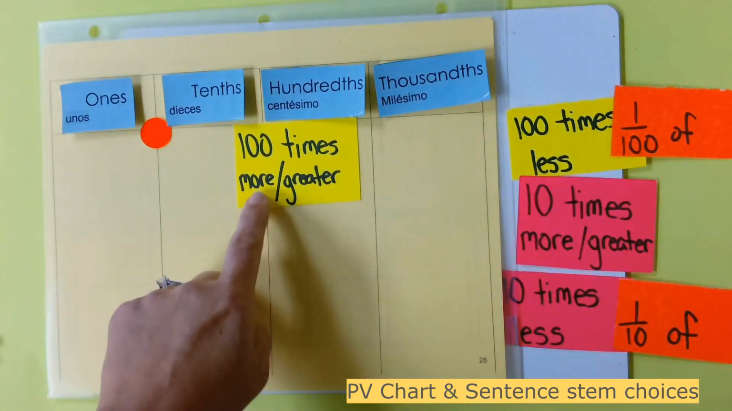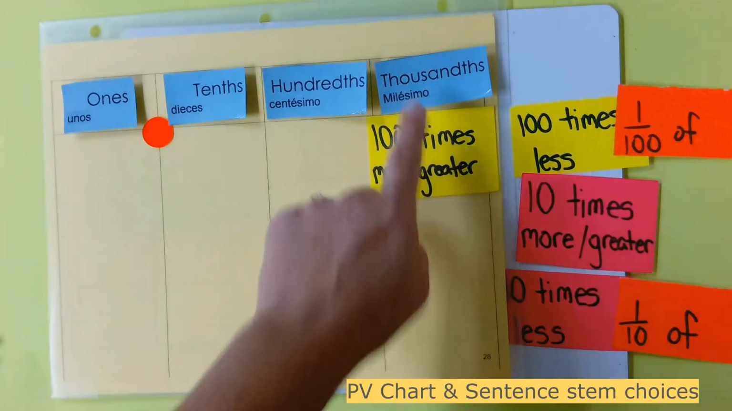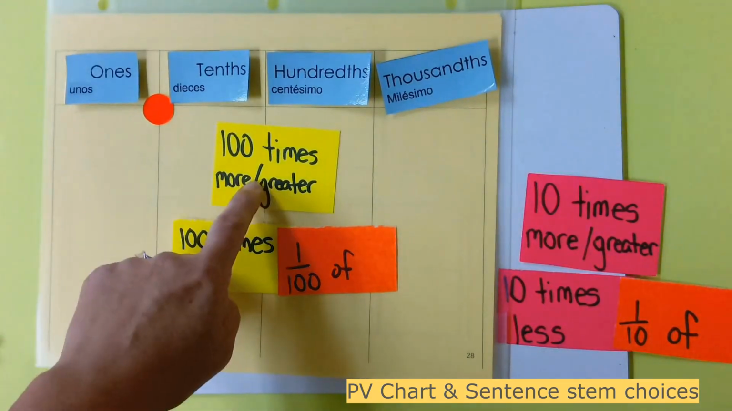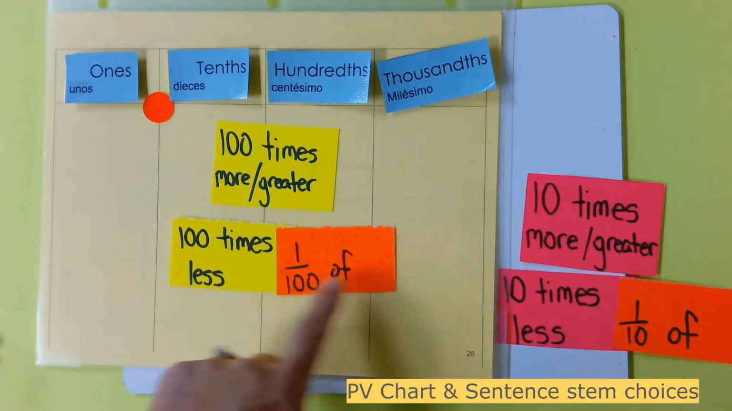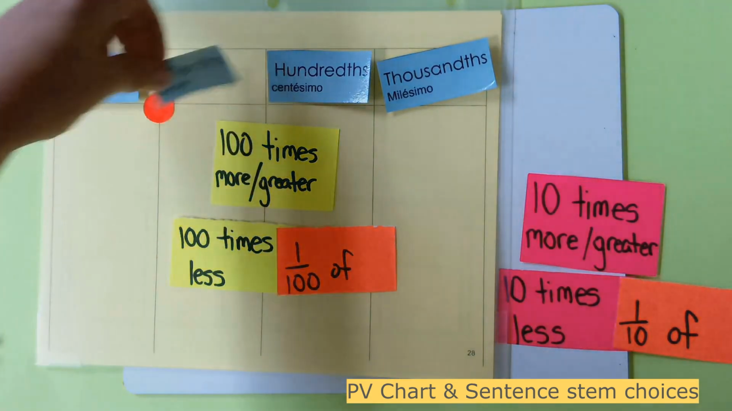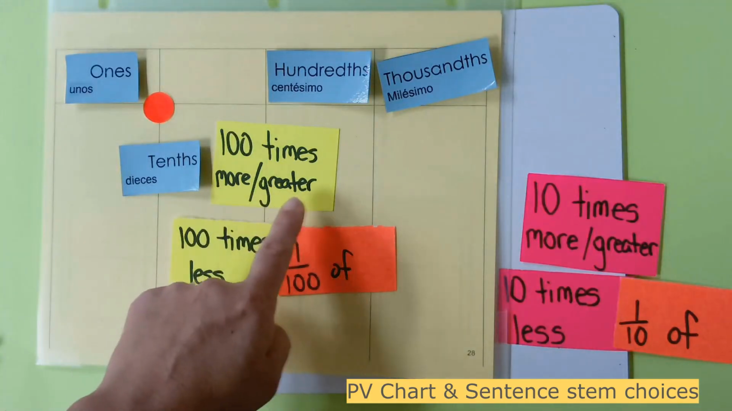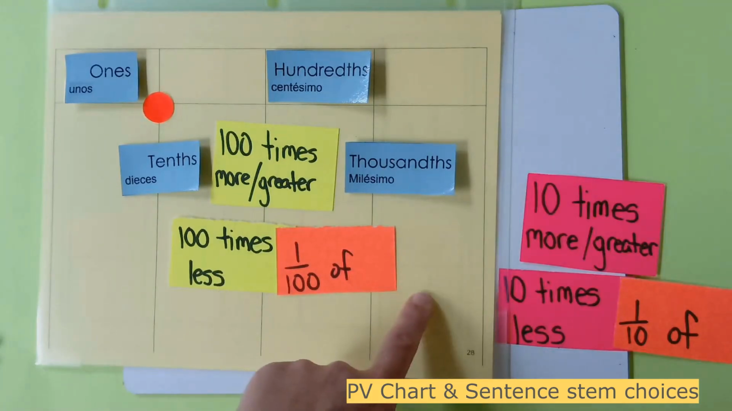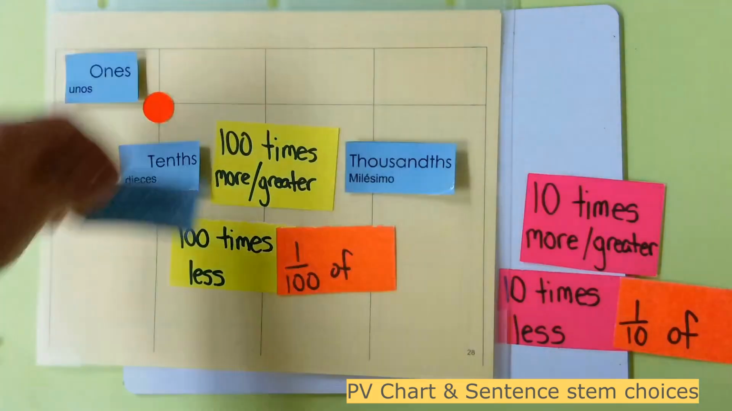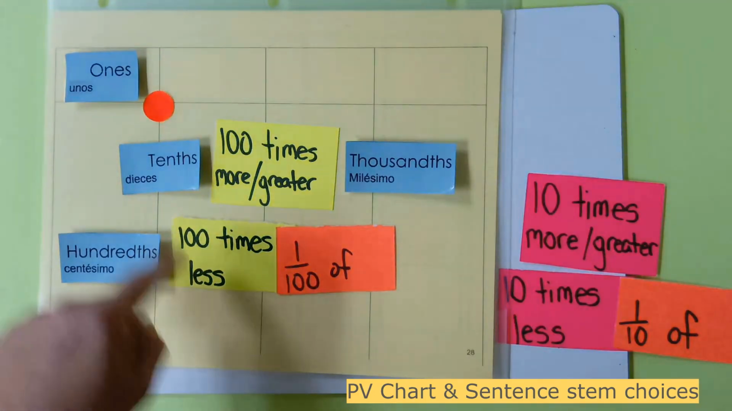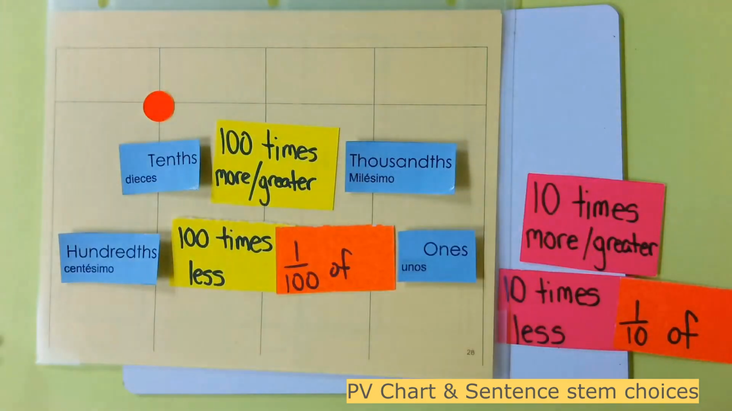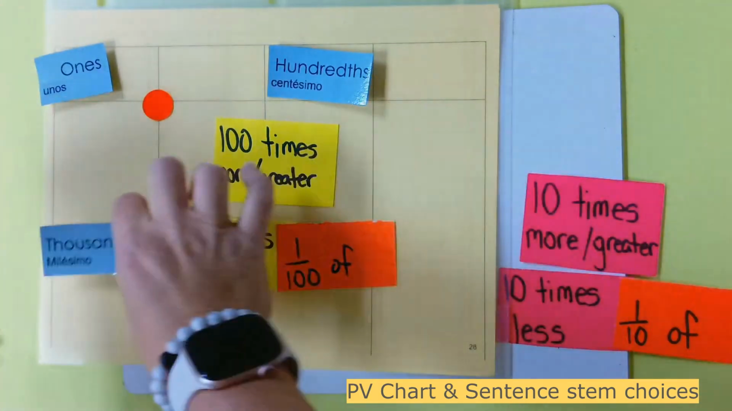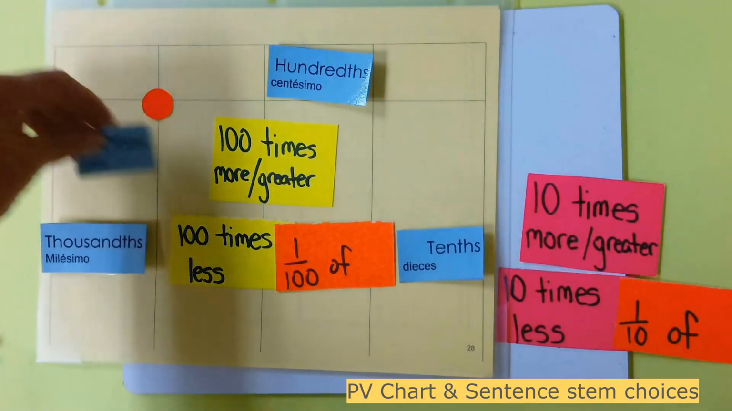Then we move into 100 times more or greater, which means we're moving two place values apart. Having students then use the place values to create sentences that are true is a great tool. After they've created true sentences, it's very easy to show students the inverse sentence of a previous one.